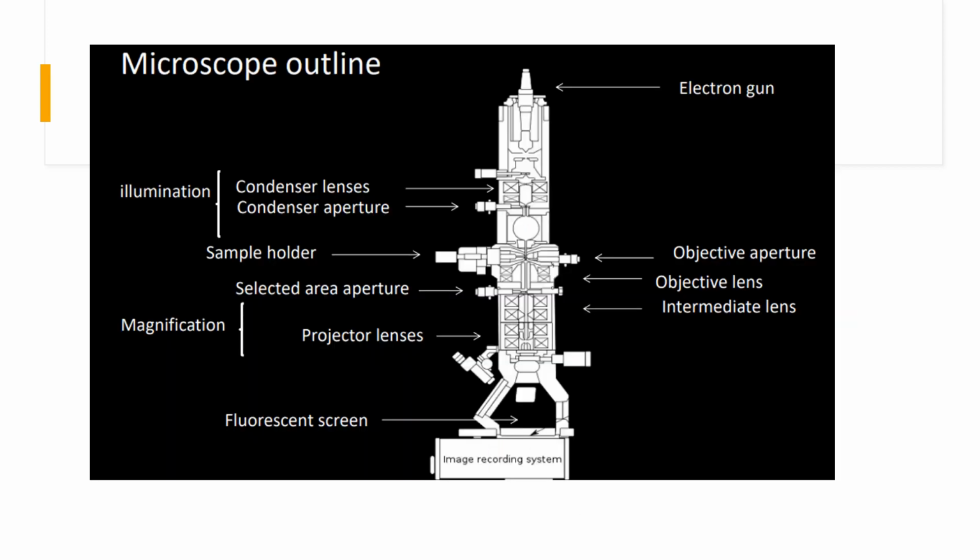Further, this is the outline of the microscope, how the microscope actually looks. Starting with the electron gun at the very start, then we have a pair of condenser lenses for illumination purposes. Then we have the sample holder, then a pair of objective lenses with an intermediate lens as well, and with its apertures. And then finally we have projector lenses and a fluorescent screen to do the image recording. This system is useful for magnification purposes. We will be discussing this in the coming slides.